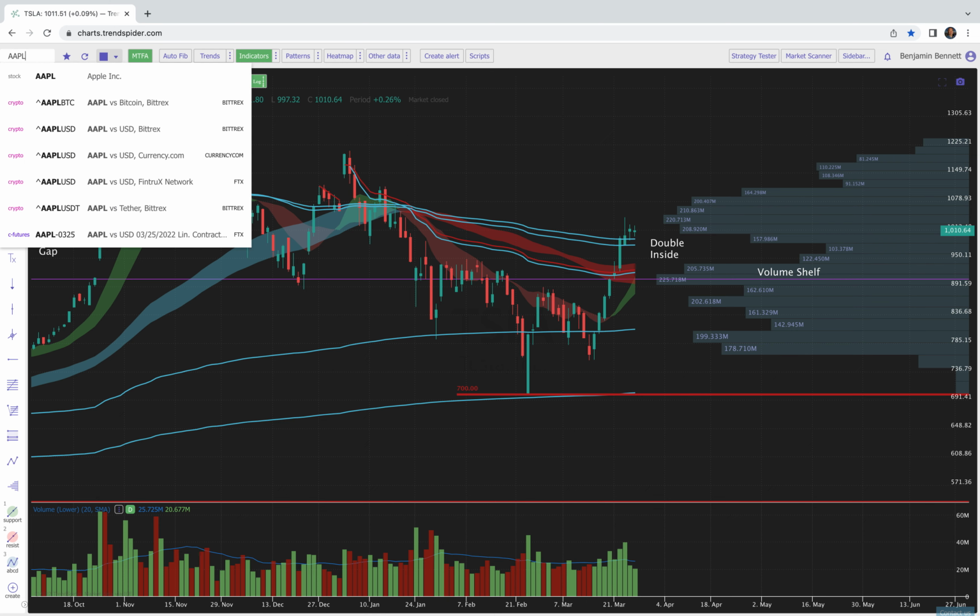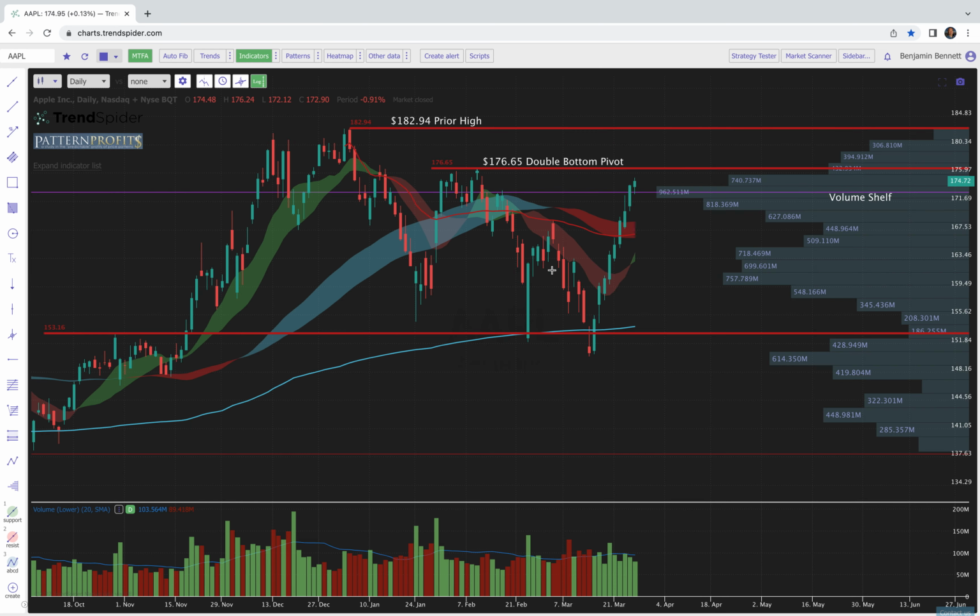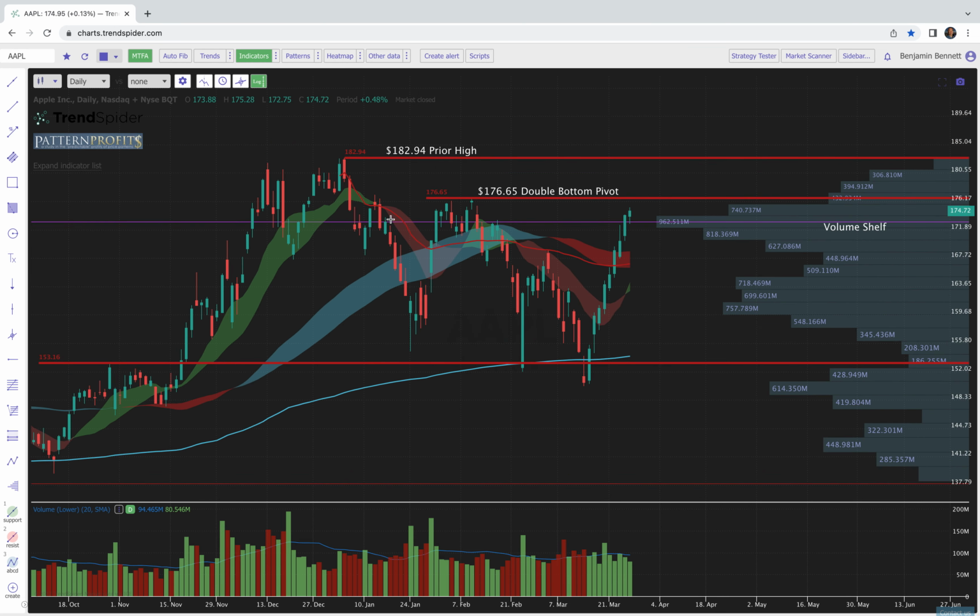Also, another big boy, Apple, AAPL. You'll find this double bottom pattern is very common this week. You'll see it throughout the market. That straight up from the bottom look in a lot of stocks that had a nice run. Apple up 9 consecutive days, back above volume shelf point of control. 176.65, the double bottom pivot there.